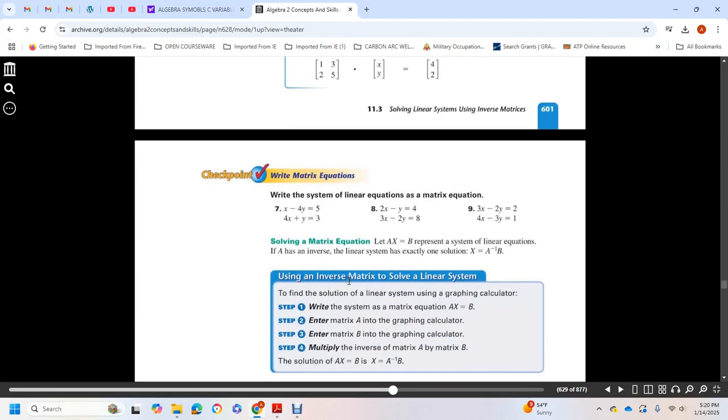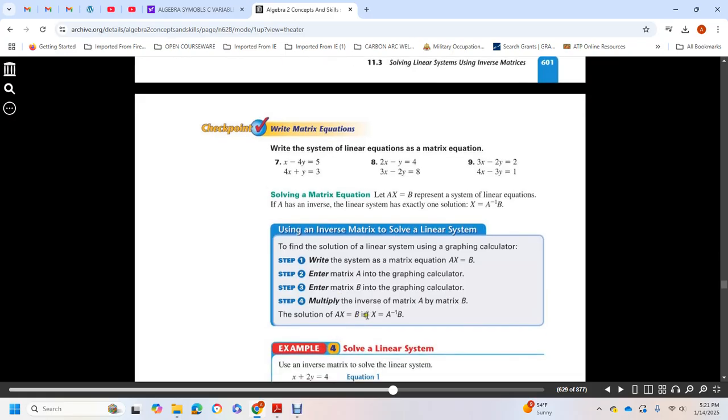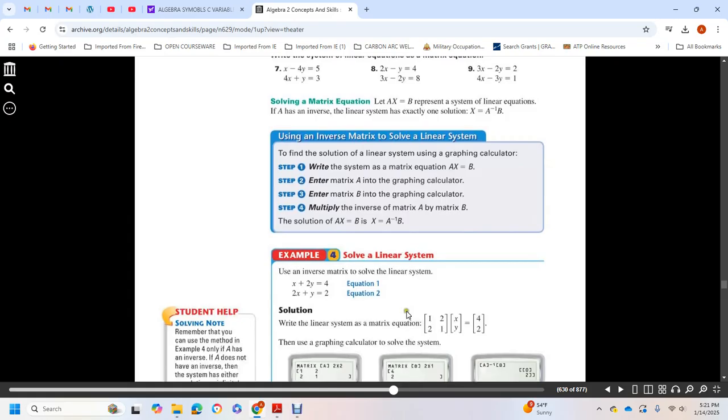Solving a matrix equation: AX equals B represents a system of linear equations. If A is invertible, the linear system has exactly one solution. X is equal to A to the negative first times B. To find the solution of a linear system using a graphing calculator, write the system as the matrix equation AX equals B. Enter matrix A in the graphing calculator. Enter matrix B in the graphing calculator. Multiply inverse matrix A times matrix B. The solution of AX equals B is X equals A to the negative first times B.